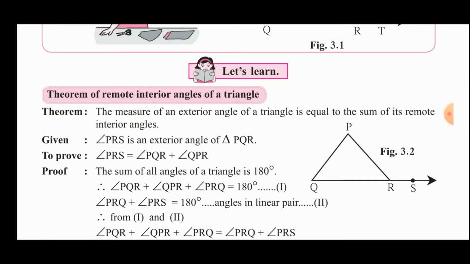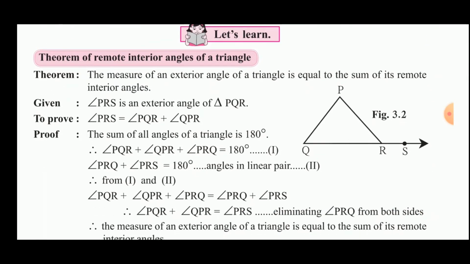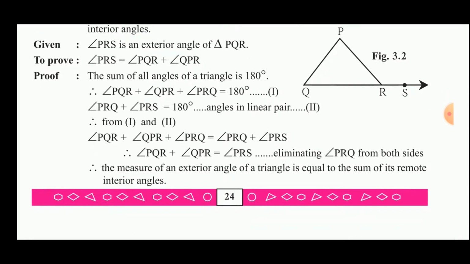Now angle PRS is an exterior angle of triangle PQR. So we have to prove that angle PRS is equal to angle PQR plus angle QPR. Angle PQR and angle QPR are the remote interior angles for the exterior angle PRS. Now let us see how we have to prove this.